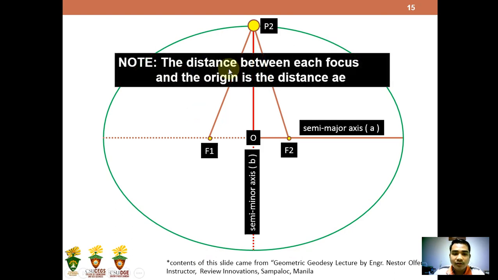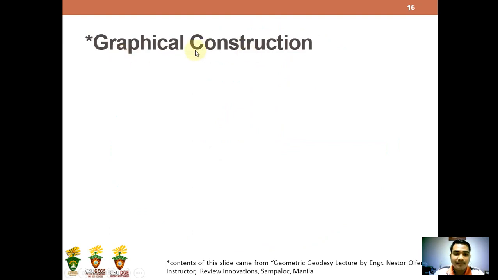Note that the distance between each focus and the origin is the distance AE. So the distance from the origin to one focus is AE. What is E? Eccentricity. We will discuss that later in the parameters of an ellipse. So how about graphical construction?